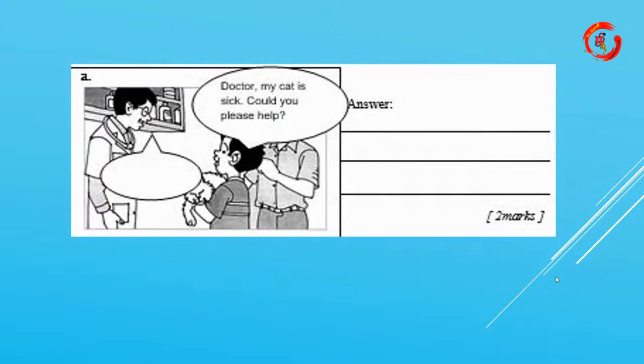All right. And now look at this one. The last one. Doctor, my cat is sick. Could you please help? The boy is taking his cat to the vet. Okay, he's a vet, right? I'm sure you can see that. And he's telling that his cat is sick and he needs help. So what will the vet say?